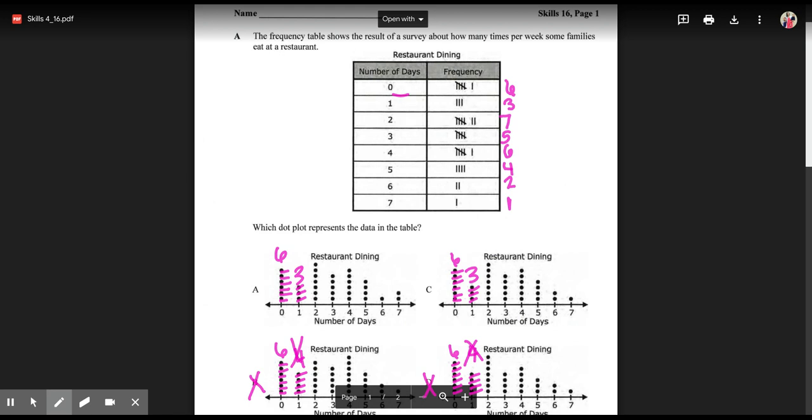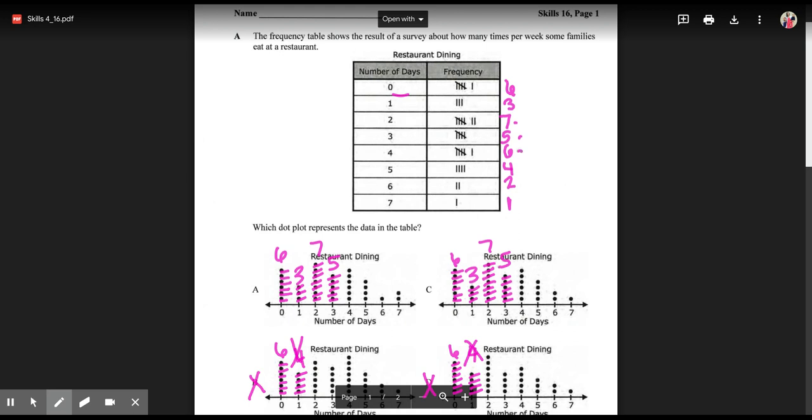So now 2 times a week should have 7. So 1, 2, 3, 4, 5, 6, 7. 1, 2, 3, 4, 5, 6, 7. Okay, 3 times a week should be 5. 1, 2, 3, 4, 5. 1, 2, 3, 4, 5. Wow, okay. Let's look at 4.